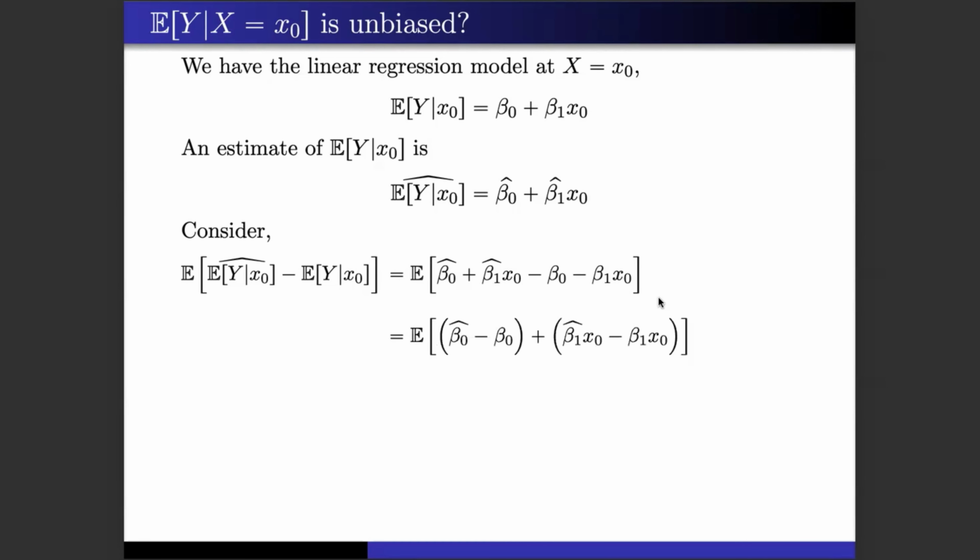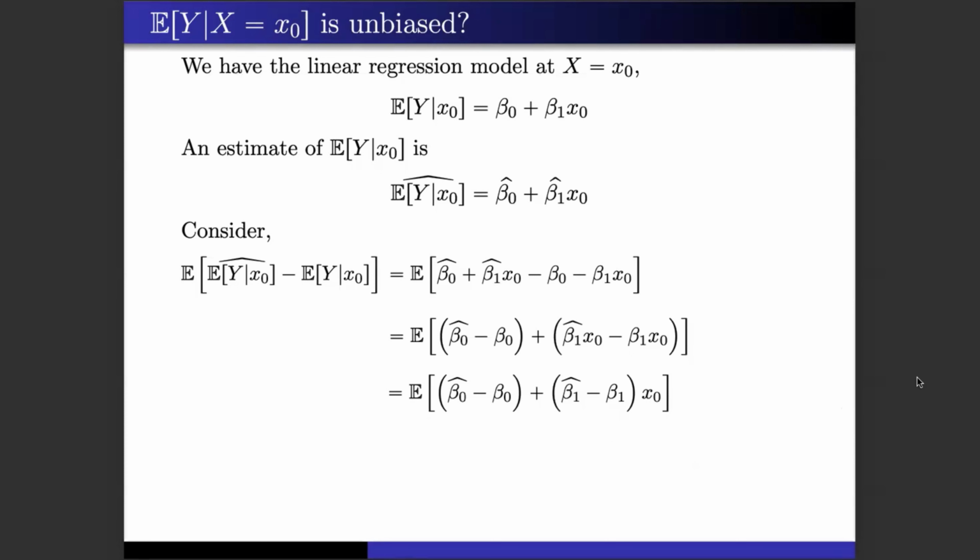In the next step, we group beta naught hat and beta naught together, and we group beta 1 hat x naught and beta 1 x naught together. Further, inside the expectation sign, we write the first term, beta naught hat minus beta naught, as it is. And from the second term, which is beta 1 hat x naught minus beta 1 x naught, we pull out x naught, because in the second expression, we have x naught in both the terms, beta 1 hat and beta 1. So we pull out x naught from here.